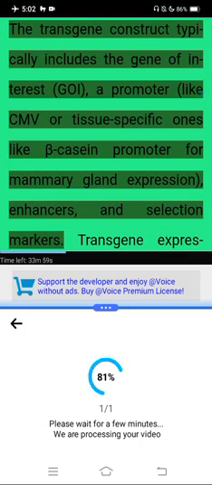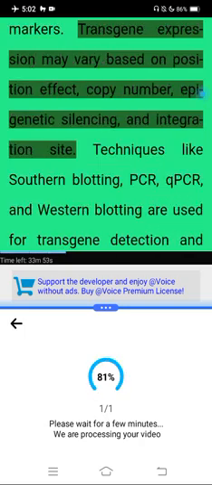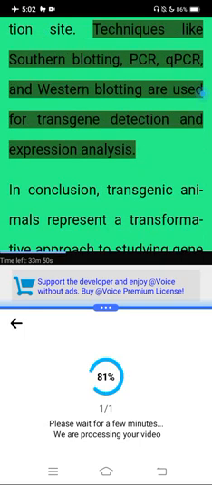The transgene construct typically includes a gene of interest (GOI), a promoter like CMV, or tissue-specific ones like the beta-casein promoter for mammary gland expression, enhancers, and selection markers. Transgene expression may vary based on position effect, copy number, epigenetic silencing, and integration site. Techniques like Southern blotting, PCR, qPCR, and Western blotting are used for transgene detection and expression analysis.